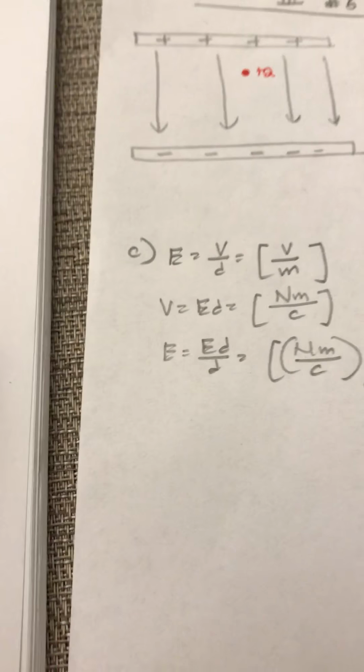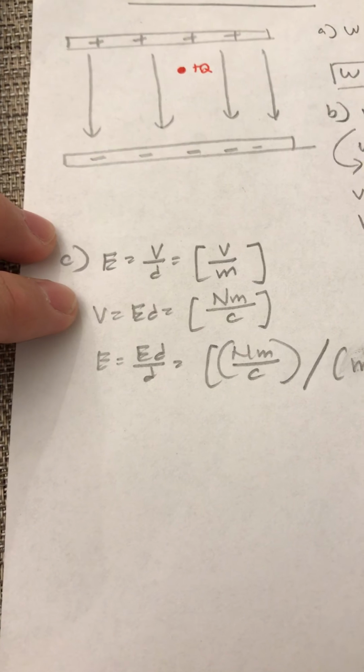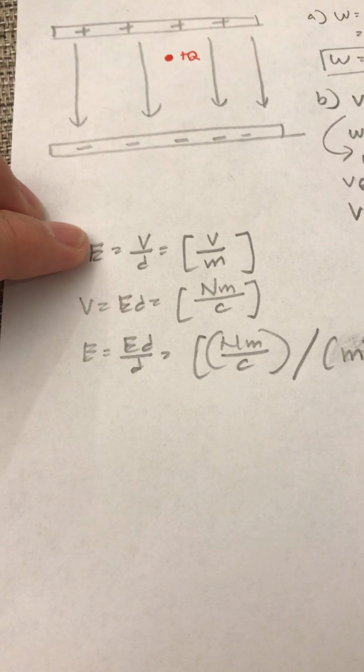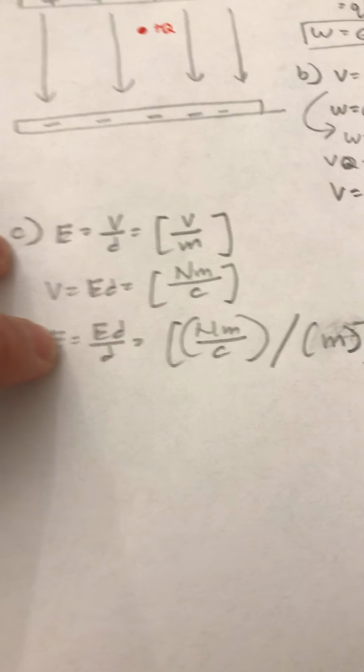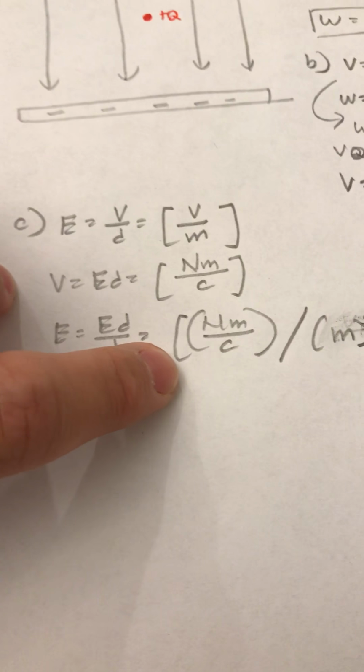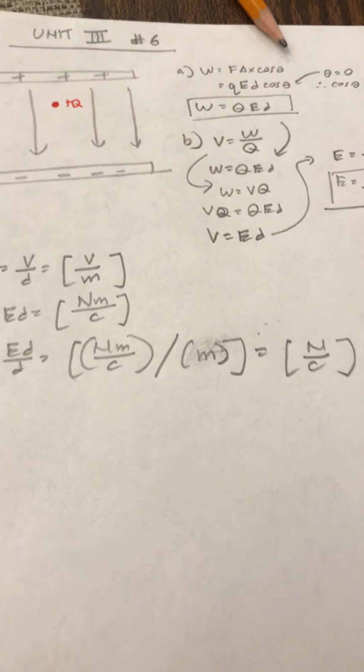So if you substitute V with ED in this initial equation, you get E equals ED over D, which is basically like, say, Newton meter per coulomb divided by meter, and then you get Newton per coulomb, which is the unit that you want. So yeah.